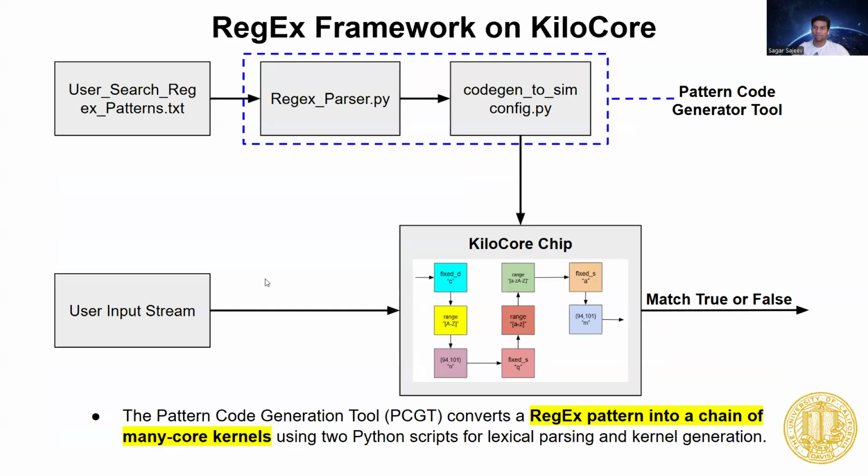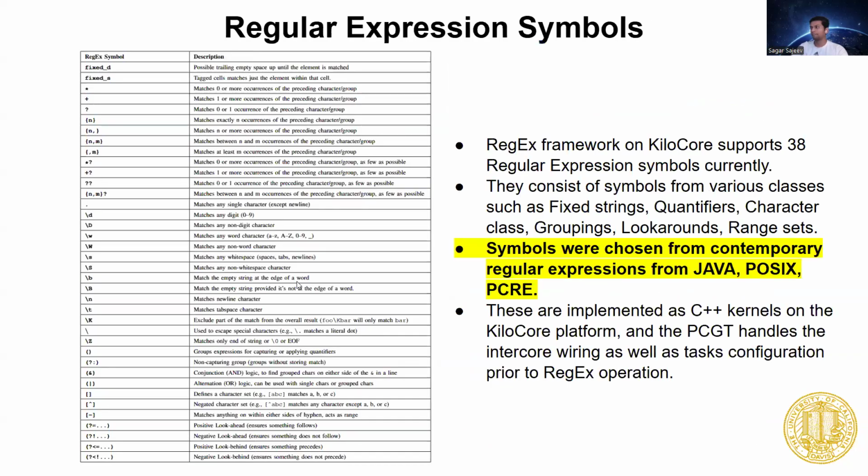Now, the idea behind the framework was to come up with a system which can parse the regular expression patterns provided by a user and perform matching and searching on the KiloCore platform over the user input data, which can be PDF, text, database, etc. To help us in that, we have a pattern code generation tool which converts the regex pattern into a chain of many core kernels with the help of two sets of Python scripts, one used for lexical analysis and parsing of the pattern itself into regex symbols, and the other for kernel generation and intercore wiring, things like that.